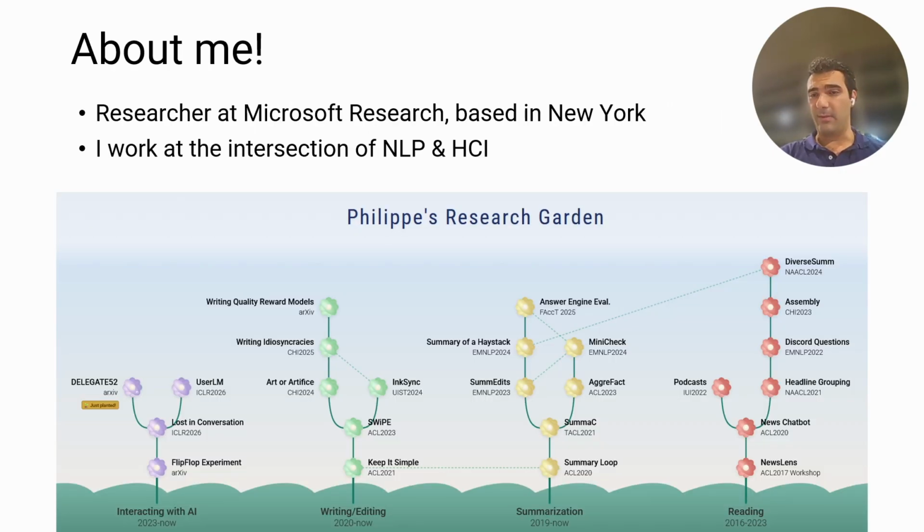So a little bit about me first. I'm a researcher at Microsoft Research. I'm based in New York, and I work at the intersection of NLP and HCI. If you go to my website, you'll find this research garden that I built that tells you a little bit about the different research directions that I'm going into. And today we'll focus on the purple branch here all the way on the left, specifically the Lost in Conversation paper and the UserLM paper. I hope you find that interesting.